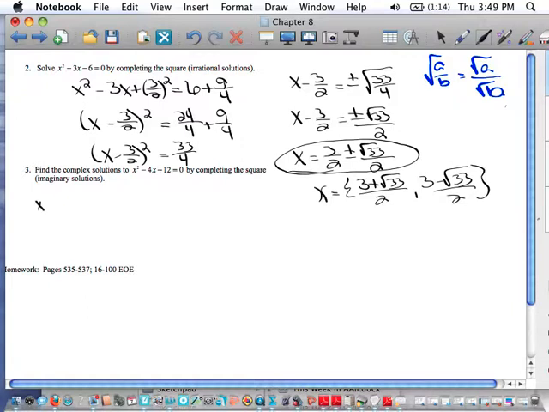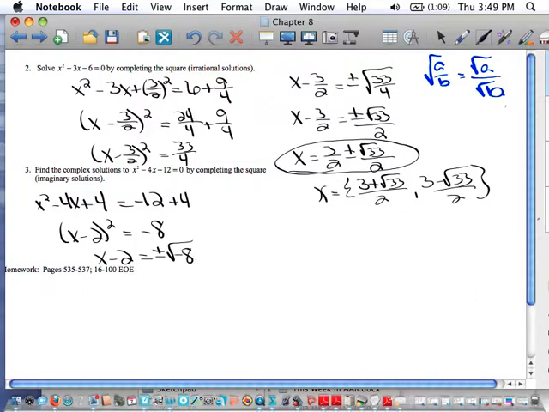I have x squared minus 4x is equal to -12. So I will add 4 to both sides. Write the left-hand side as a binomial squared. X minus 2 squared equals -8. Use the even root property to take the square root of both sides. So x minus 2 is equal to plus or minus the square root of -8.